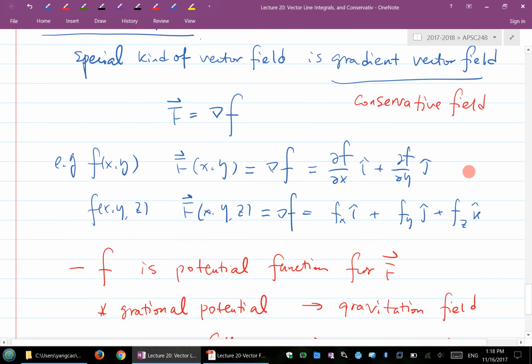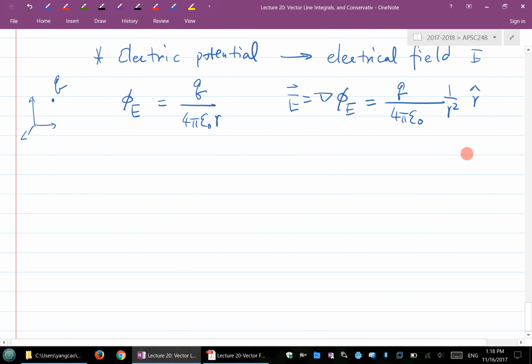But overall, this is a pure mathematical concept. The F here doesn't have to be electrical potential or gravitational potential. It's just a mathematical concept called a potential function. If you take the gradient of the potential function, you get a gradient vector field, and the gradient vector field here is a conservative field. We'll show you what conservative field actually means using this vector line integral concept. So the bottom line is, you apply the gradient operation to any scalar function, and you get a conservative field.